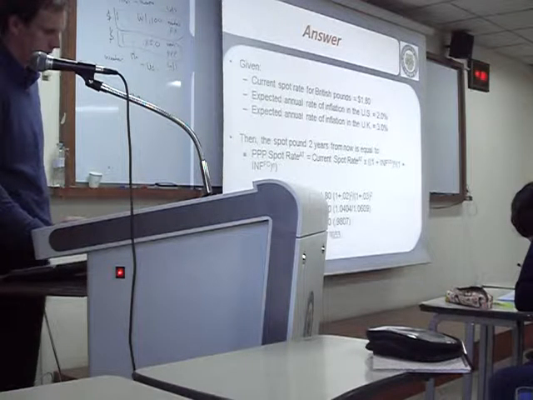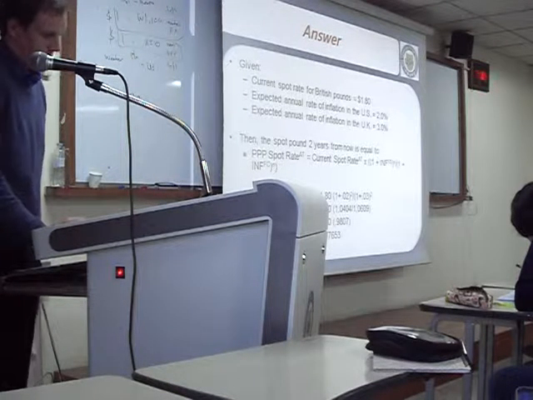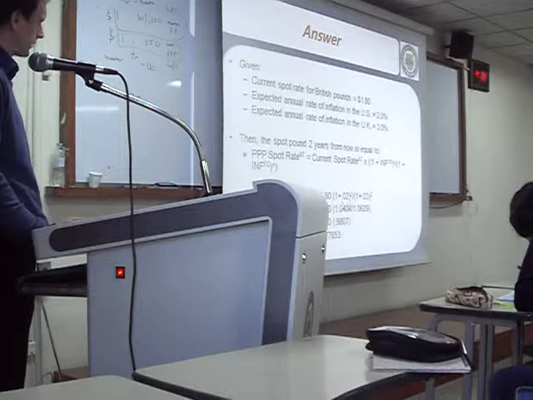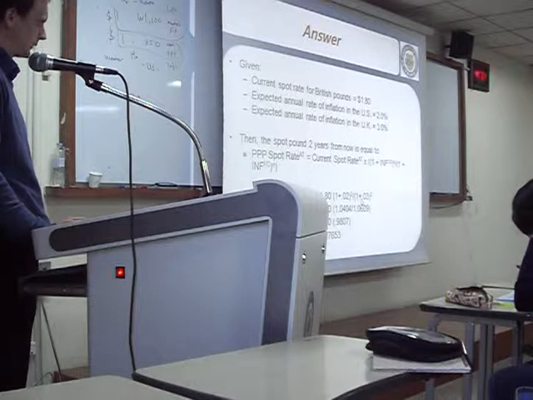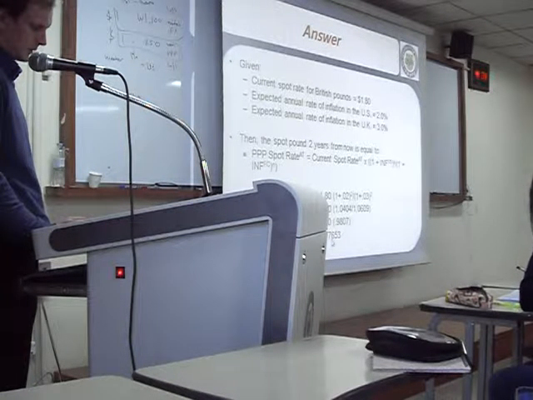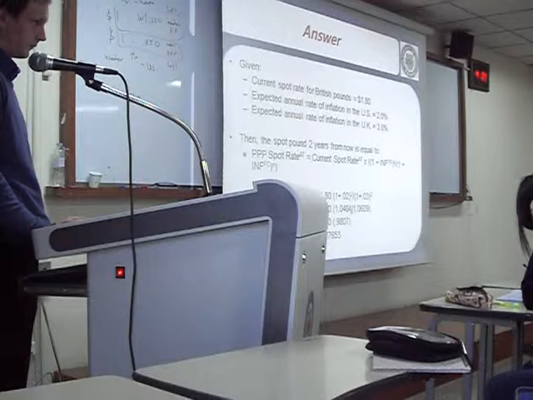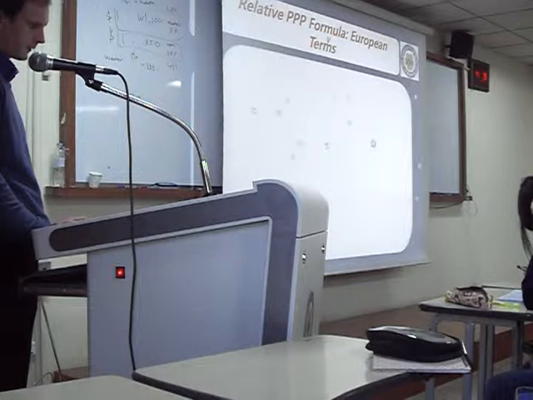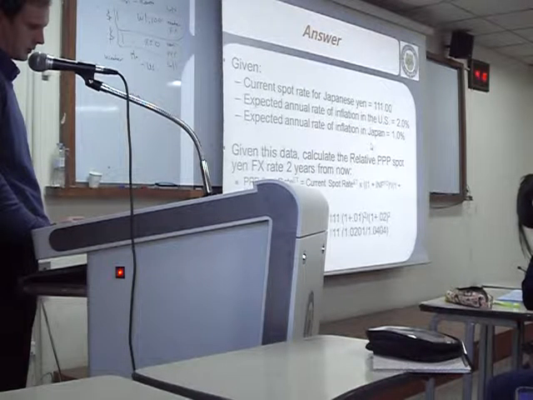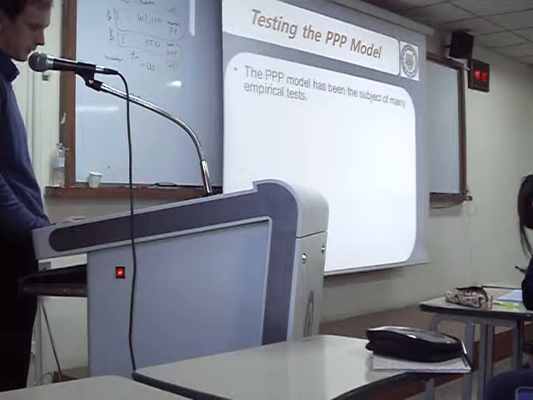Okay, so we can check our answer. It should be 1.8, times 1 plus 0.2 squared over 1 plus 0.3 squared. So we end up with 1.7653. Then we have the European terms, you can do the calculation at home.